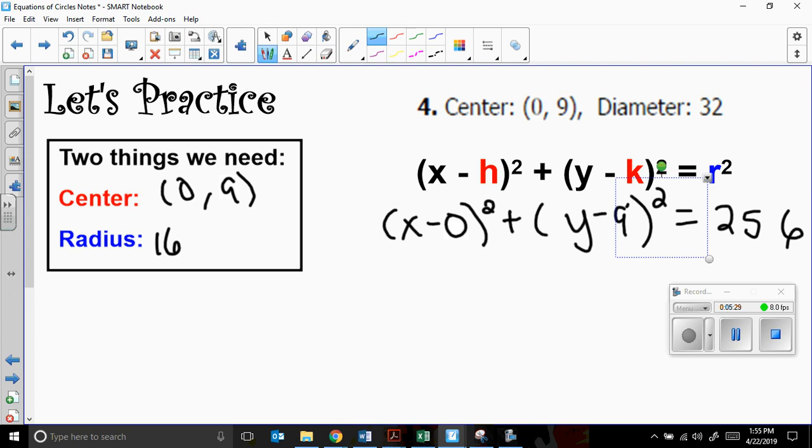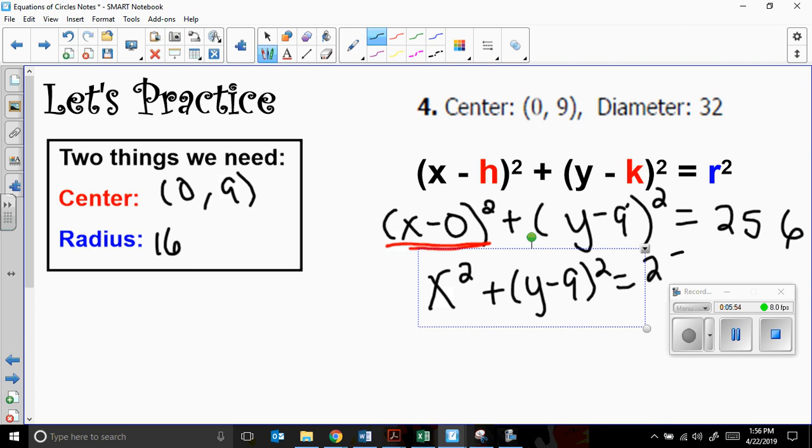Now, one thing I wanted to show you: you will probably never see the equation written with this x − 0, because x − 0 is really just x. So when the center has a coordinate of 0 somewhere, you'll just see x² + (y − 9)² = 256. And that's the equation for that circle.